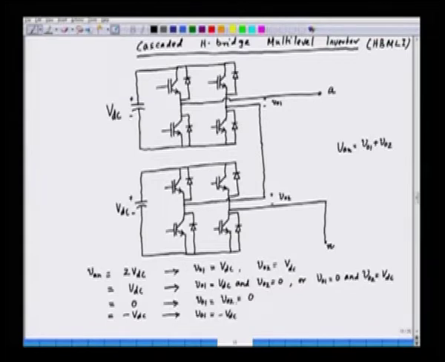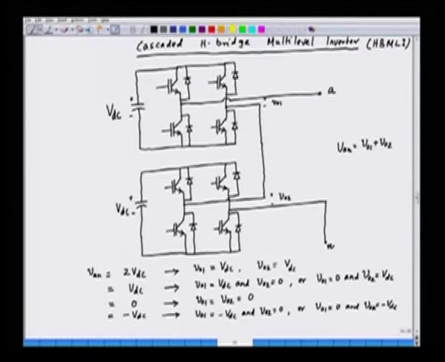In an inverter, we can easily reverse the output voltage, that is possible. So VO1 is minus VDC and VO2 is 0, or VO1 is 0 and VO2 is minus VDC. So this is one situation.